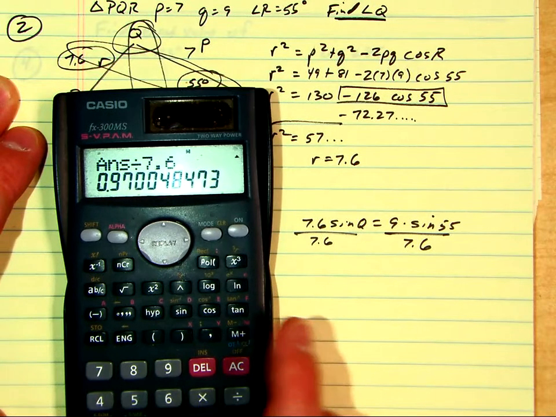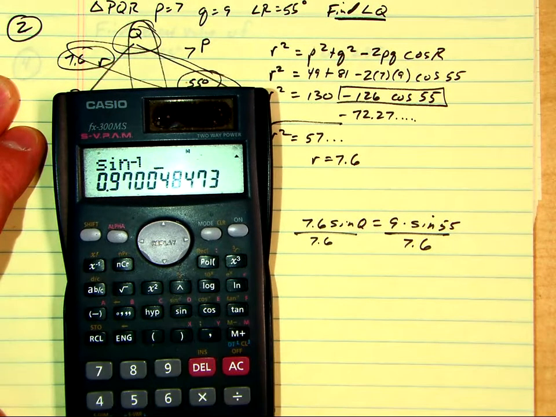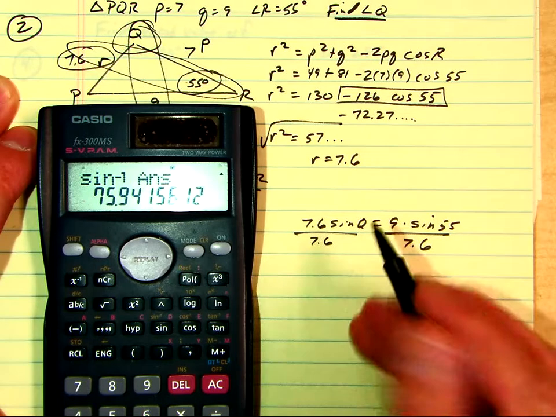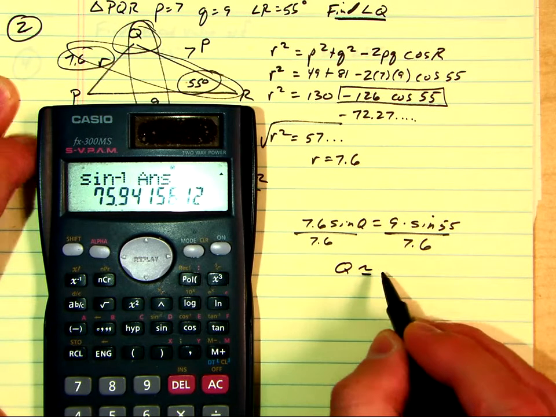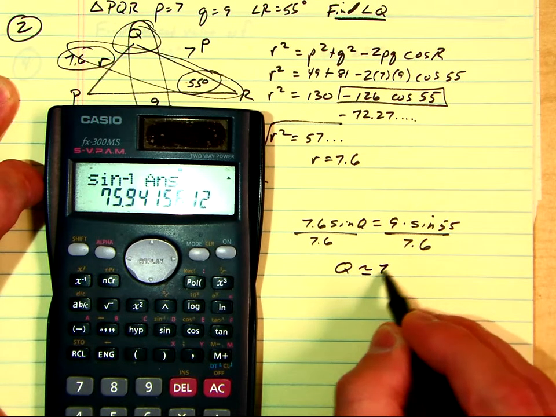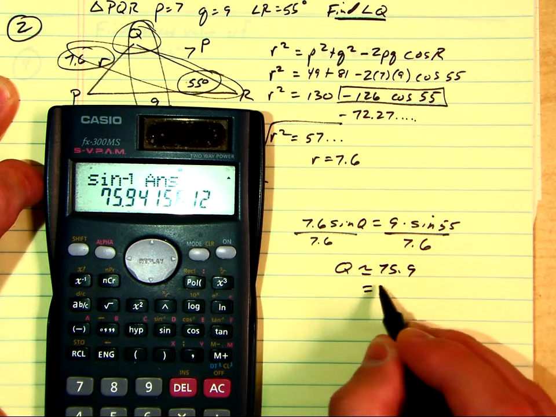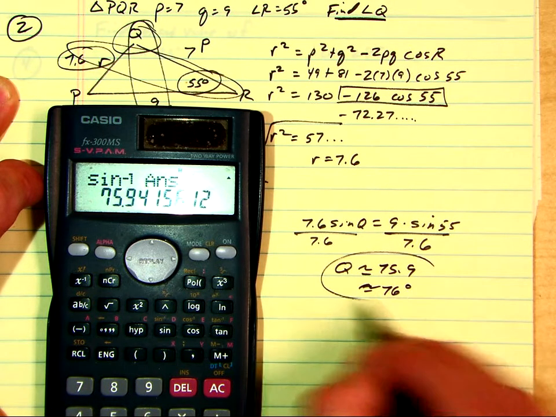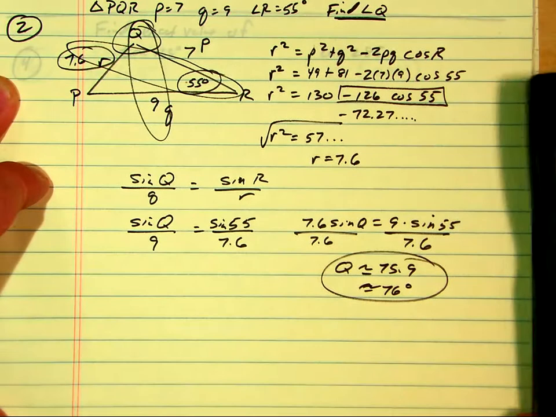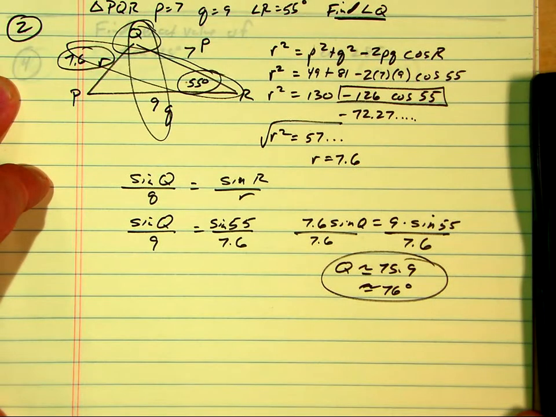Inverse sine on that. So Q must be 75.9, or I guess about 76 degrees. Okay, that's it for that video.